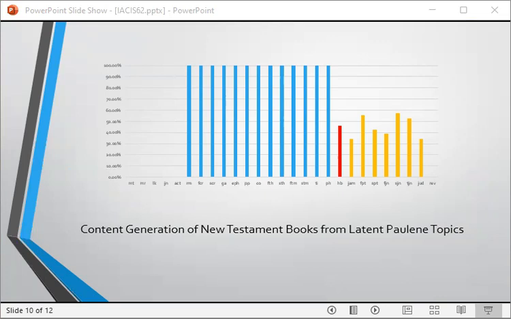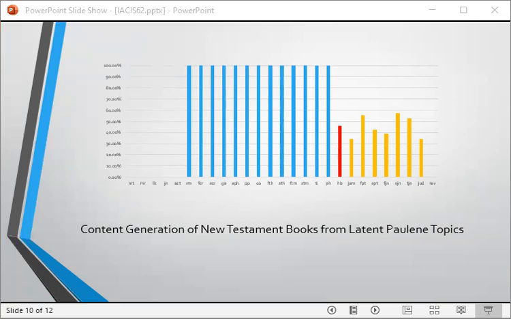These books, Romans through Philemon, and they're in blue in the center of the chart, range from 99% to 100% of the topics being generated from those generating Paul. There's a low percentage of Pauline topics in the Gospels and Acts and the book of Revelation, effectively 0.